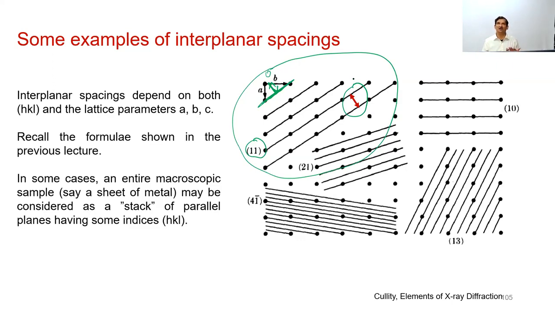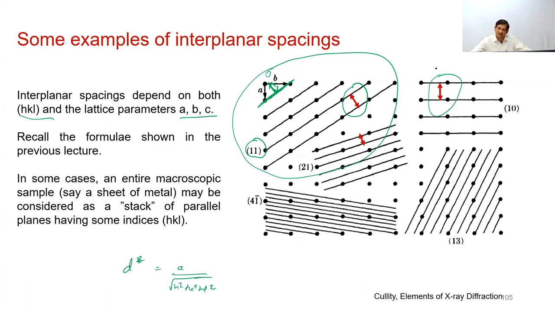And like we discussed in yesterday's class, these spacings can be readily calculated based on the Miller indices HKL of a plane and the lattice parameters A, B, C. So for cubic, what was it? d equals a divided by square root of h square plus k square plus l square, and so on, right? We have those formulae. So likewise, if we go to the other planes, the 1-0 plane, the red arrow now shows the spacing for those planes.